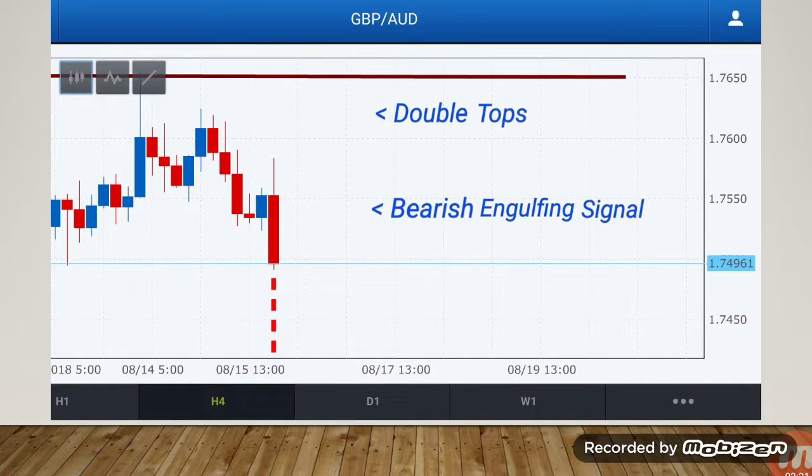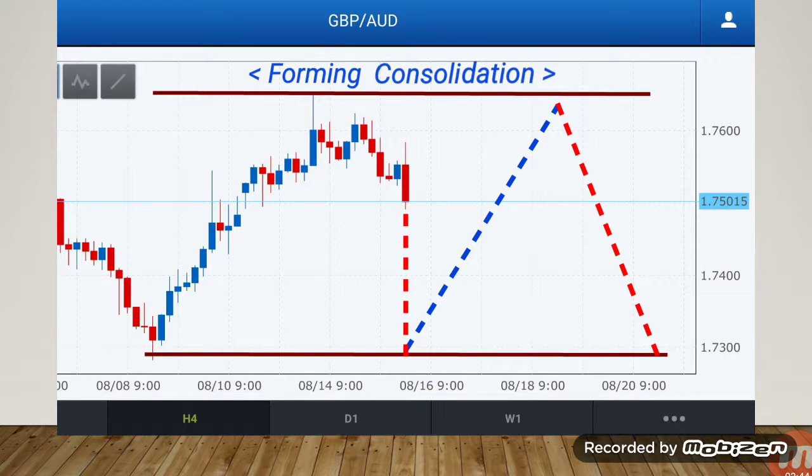Taking a closer look, you can see that double tops combined with this bearish engulfing candlestick formation are two strong signals indicating the end of this previous uptrend and the start of a downtrend as part of the formation of this overall consolidation setup.